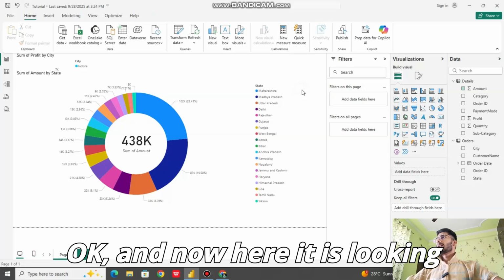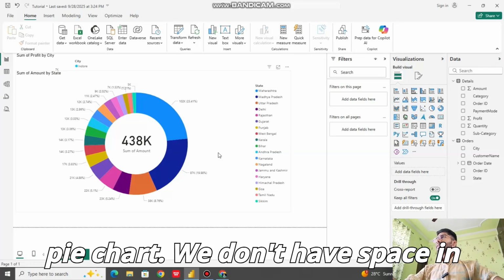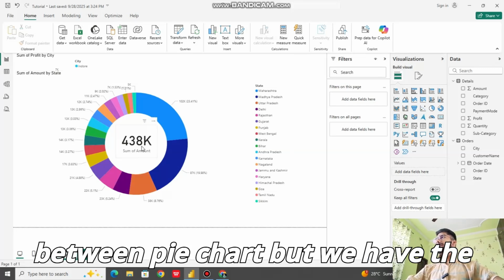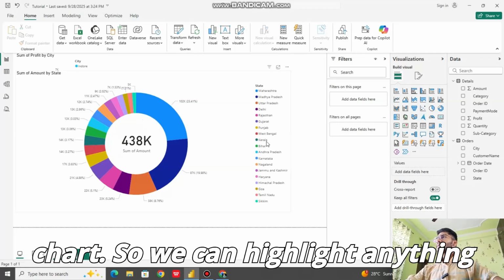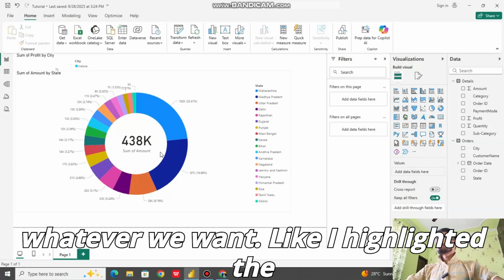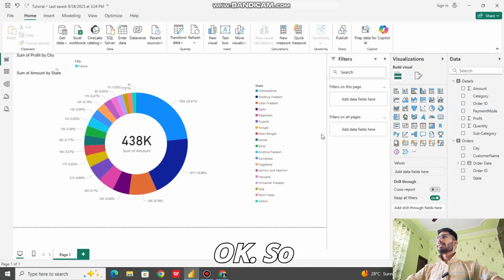Okay, and now here it is looking more stylish, which we cannot do in a pie chart. We don't have space in between in a pie chart, but we have the space in the center of the donut chart, so we can highlight anything whatever we want. Like I highlighted the sum of amount, 438K.